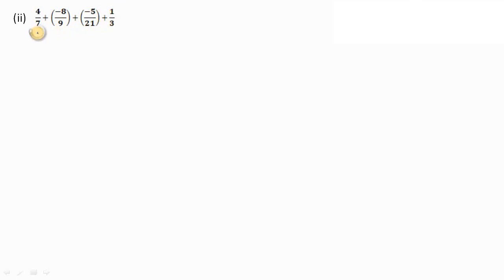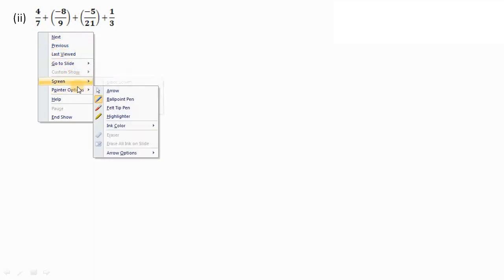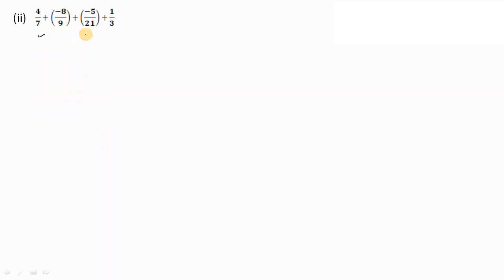So I can pair these rational numbers. That means 4 by 7 with minus 5 by 21, because 7 and 21 come in the table of 7, so these two can be paired together, and we will be pairing minus 8 by 9 with 1 by 3 because 9 and 3, 9 comes in the table of 3, so we can pair them together. Remember students, you cannot add these four rational numbers directly because it is mentioned in the question. You need to use the rearrangement property. So let's pair them first.